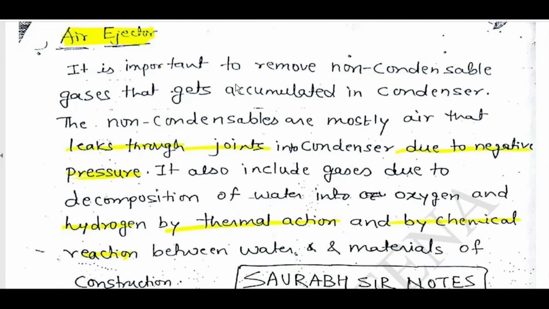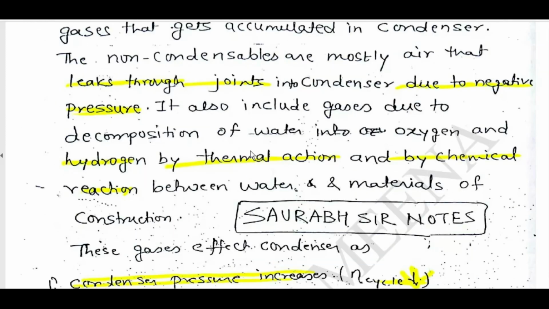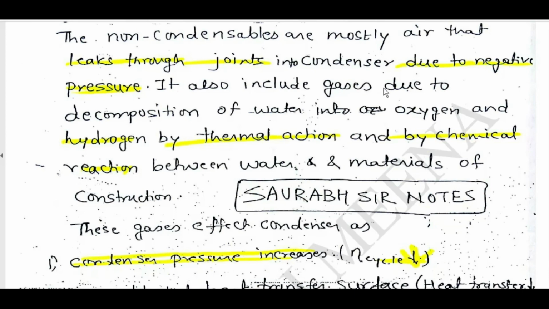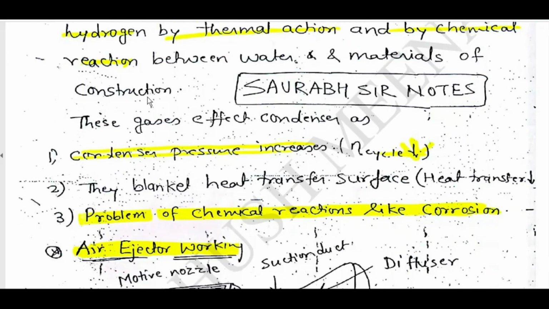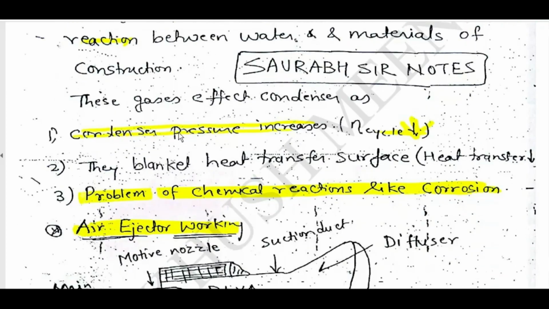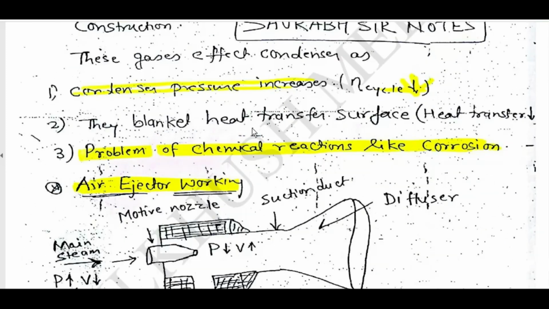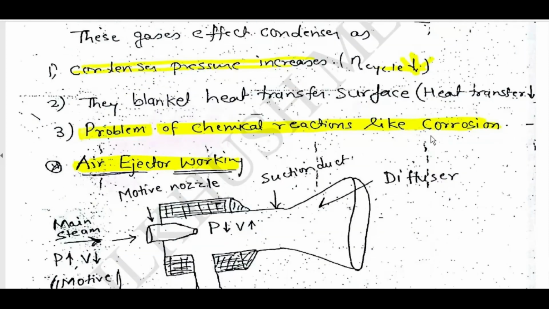Air ejector: it is important to remove non-condensable gases that get accumulated in the condenser. The non-condensables are mostly air that leaks through joints into the condenser due to negative pressure gradient. They also include gases due to decomposition of water into oxygen and hydrogen by thermal action and by chemical reaction between water and materials of construction. These gases affect the condenser. As condenser pressure increases, efficiency of cycle decreases. They blanket the heat transfer surface. Heat transfer decreases. A problem of chemical reaction like corrosion.